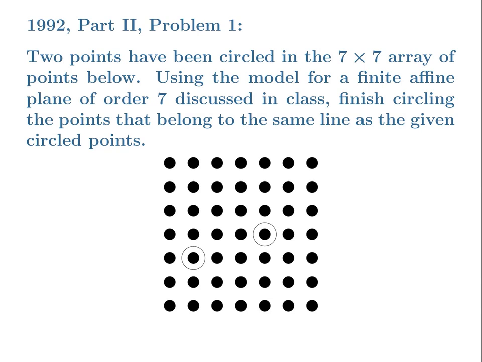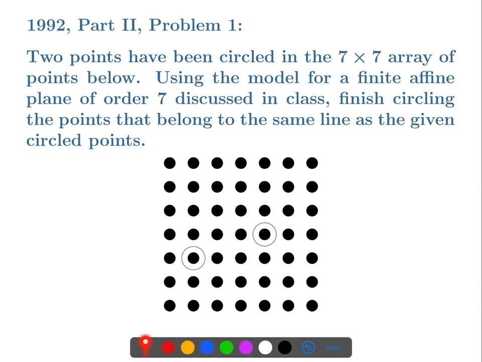And I've circled 2 points here and here. And we want to go ahead and circle in the other points that are on this line. So let me go ahead and make those clear. We could figure out what the congruence is for this and figure out what the equation of the line is and then just circle the points. But let's just go over 3 and up 1.